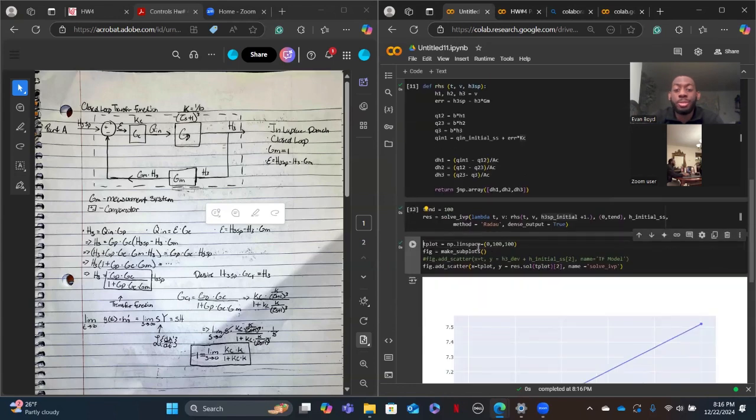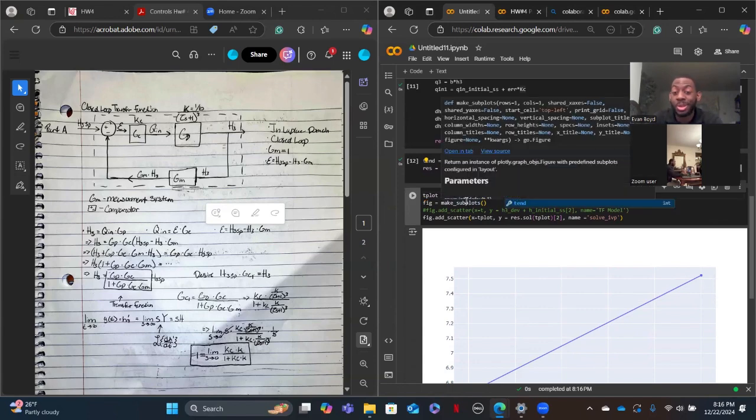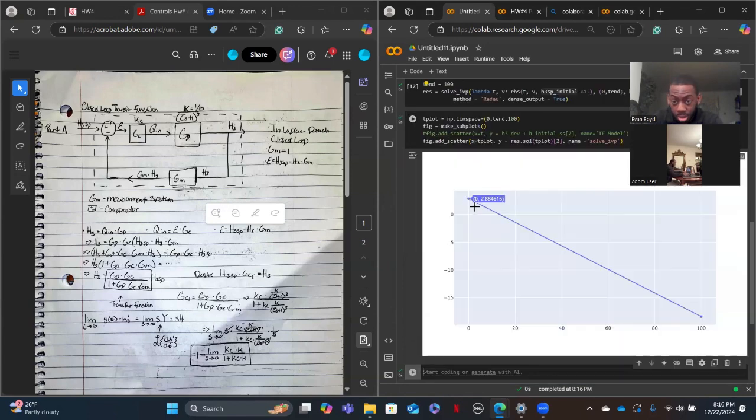And then for our T plot, I put 100, which it needs to be 10. That's a small mistake, and then everything else should work. So we do this again. This should work. Should enter. Why is it not working? Why is it doing this?